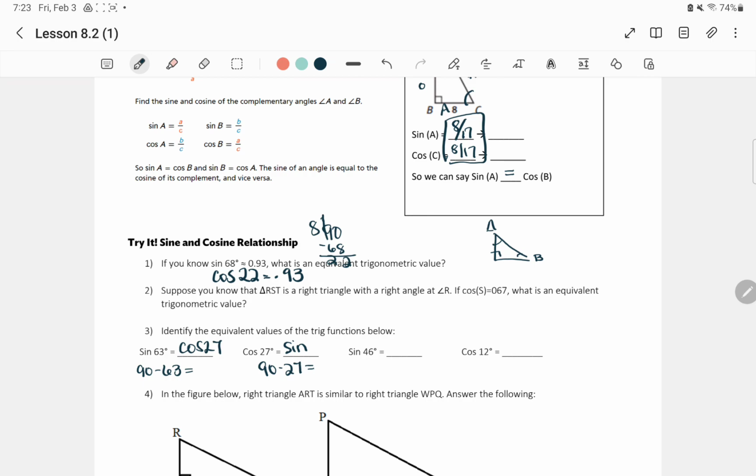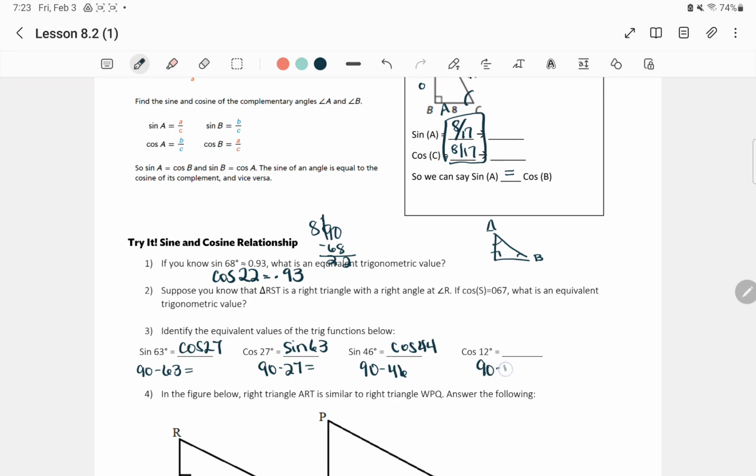Well, this one's cosine, so I'm going to say sine, and I'm going to do 90 minus 27. So if they're asking you for an equivalent ratio to a sine or a cosine, this is what you're going to do. 90 minus 46. We have sine, so that means cosine. 90 minus 46 is 44.